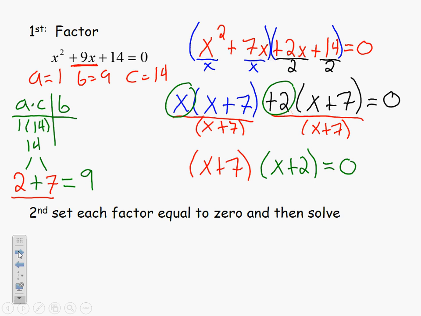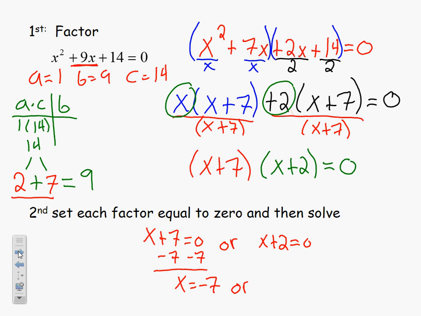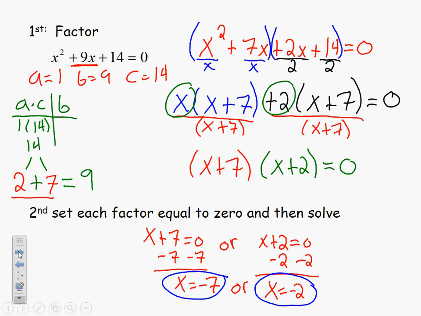So I'm going to set both of these equal to 0. So I have x plus 7 equals 0, or I have x plus 2 equals 0. We're just going to solve both of them. So this one I'm going to subtract 7 from both sides. So I'm going to get x equals negative 7. Or if I solve my other problem, I'm going to subtract 2 from both sides. And x equals negative 2. So these are my two answers, ladies and gentlemen. I'm either going to have my x be a negative 7 or my x will be a negative 2. All right, there's example number 1.